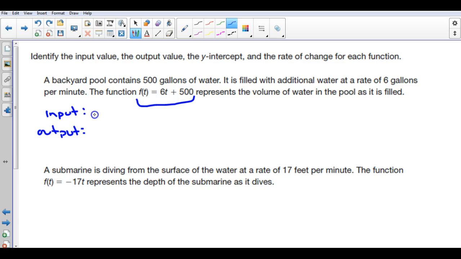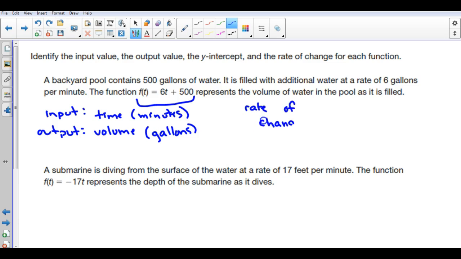So my input value is going to be time, and that's going to be measured in minutes. The person is filling the pool for however many minutes, and I know that it's going at a rate of 6 gallons per minute. My output value is going to be that volume or amount of water, and that's going to be measured in gallons. The next thing I want to do is talk about that rate of change, which we did in section 2.1. Rate of change is what compares your output unit to your input unit. So it's going to be something like gallons per minute.